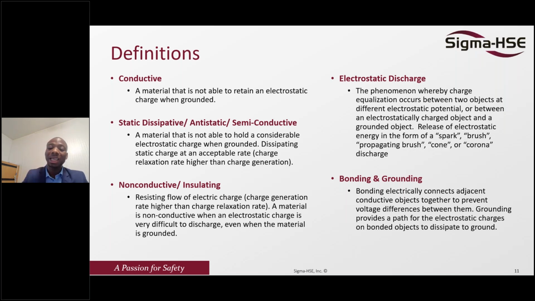The next aspect here is bonding and grounding. Bonding is electrically connecting adjacent conductive objects together to prevent voltage difference. As I just mentioned, in case I have A and B, and each of them has an electrical voltage difference, if I connect a conductor from A to B, I can have a charge transfer, which is bonding. And grounding is if I connect that equipment to the earth or to the ground so that it will dissipate all to the ground. Then I have grounding, or in Europe we call it earthing.